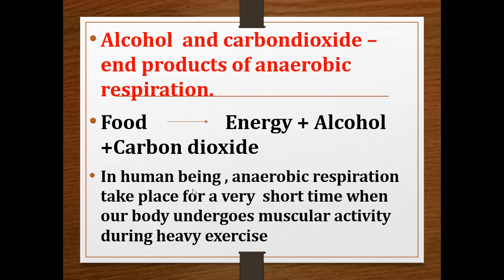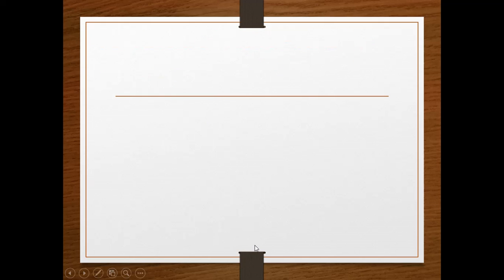Then in human beings, we know that aerobic respiration takes place, isn't it? But in human beings, sometimes anaerobic respiration takes place for a very short time when our body undergoes muscular activity during heavy exercise. So when we are doing heavy exercise, our body needs more oxygen. Okay, so if the body is not getting sufficient oxygen, it leads to anaerobic respiration. So in human beings, anaerobic respiration takes place for a very short time when our body undergoes muscular activity during heavy exercise.